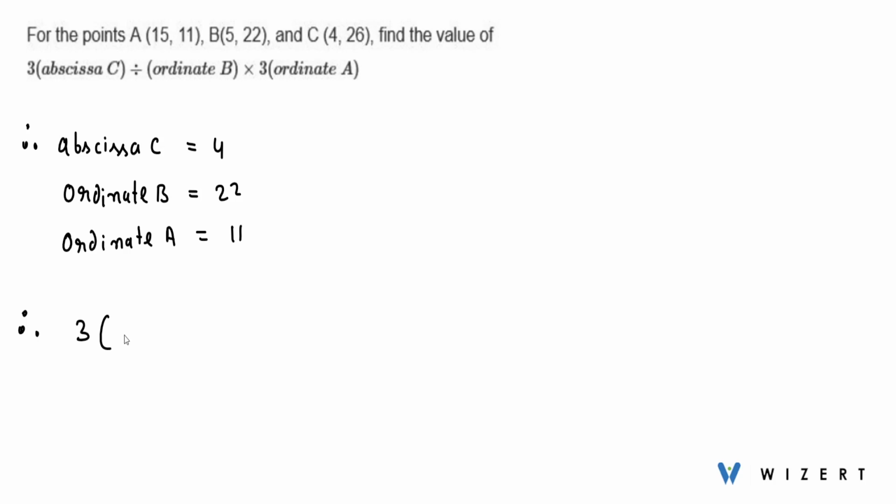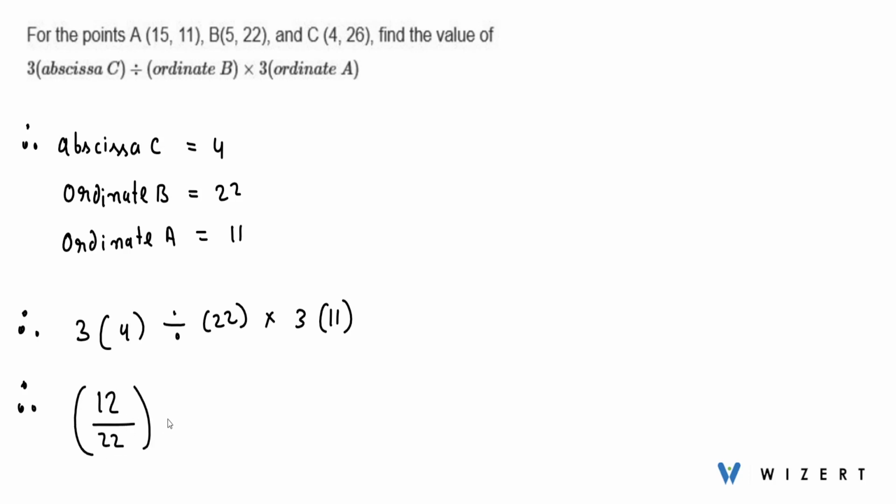Now according to the question, we have been asked to find the value of 3 multiplied by abscissa of C, which is 4, divided by ordinate of B, which is 22, then multiplied by 3 into ordinate of A, which is 11. So from the rules of algebra, we know that at first we have to carry out the division operator and then we have to solve the multiplicative operator. So 3 multiplied by 4 is 12, 12 upon 22, and is whole multiplied with 3 multiplied by 11, which is 33.